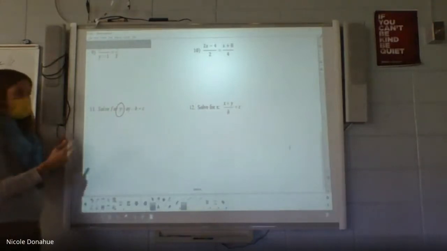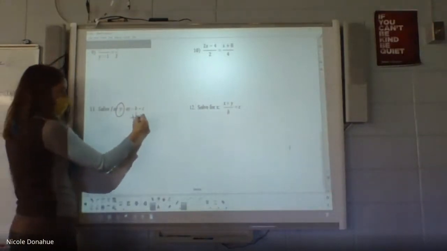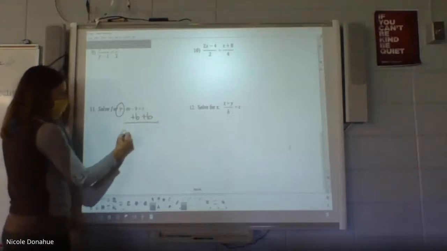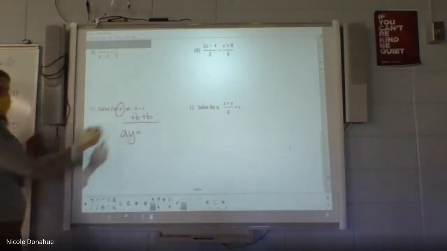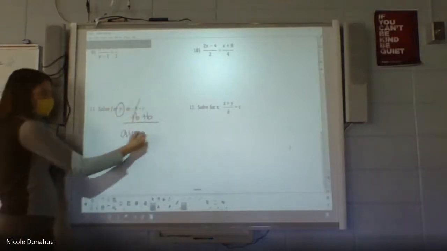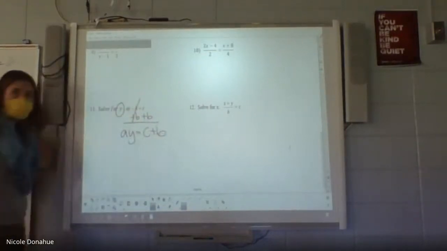So I'm going to undo addition and subtraction first. I'm going to add b. So I have just ay left over here. The b's cancel. And I'm left with c plus b over there.